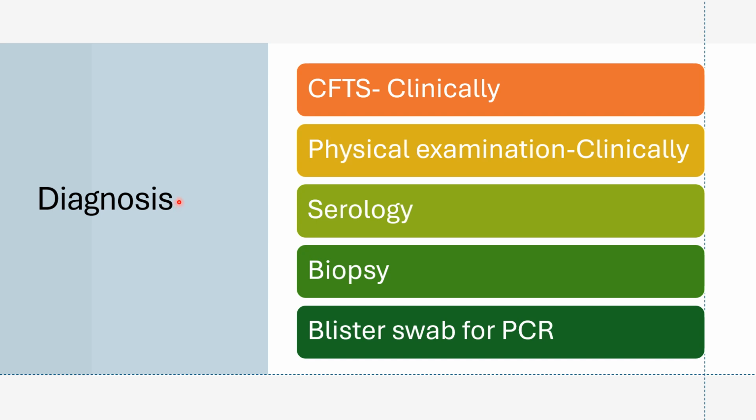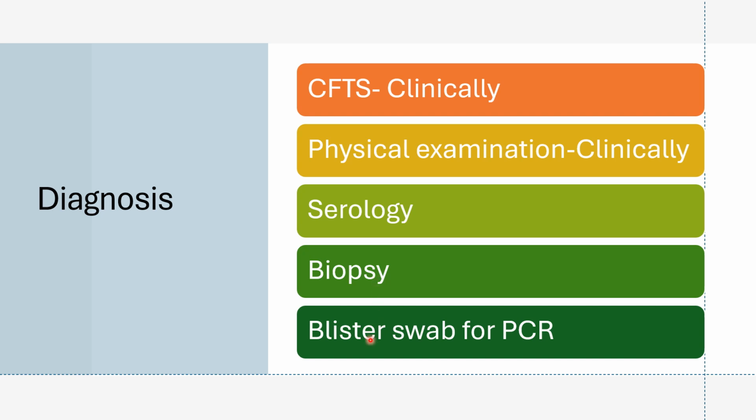Now, how can we make a definitive diagnosis of pre-herpetic neuralgia? Let's pause, rewind back to the clinical presentation. We will do physical examination and then serology. IgM will tell us if this is a fresh varicella zoster virus infection. IgG will point to a long-standing condition. We can have a biopsy, but it is not commonly done.